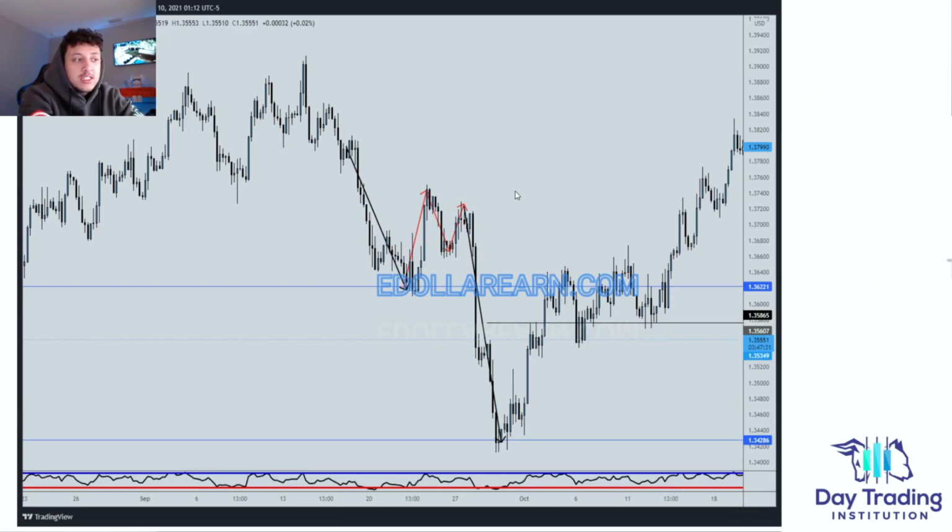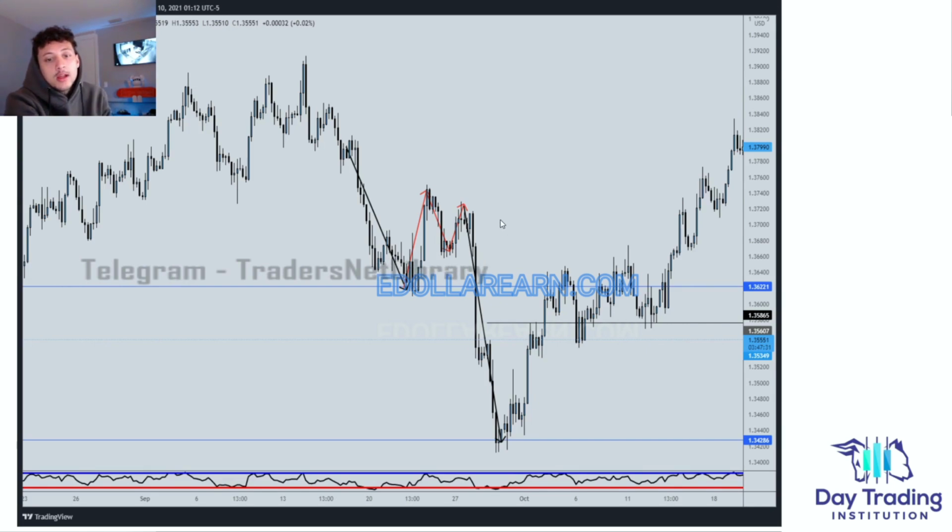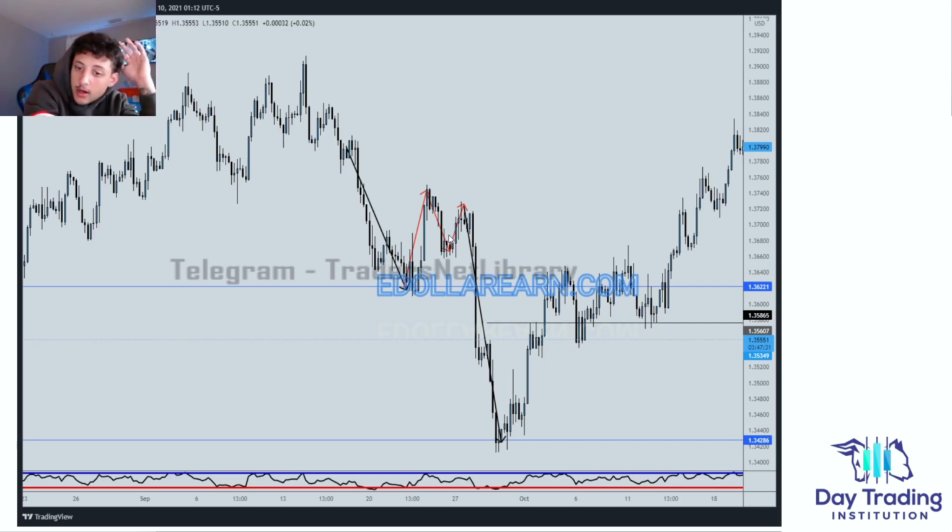So here's an example of a complex pullback where you see price go to the downside here, a pullback, a move down, a pullback again, and then the real extension to the downside plays out right after. And typically this is what a complex pullback is gonna look like. This is a little bit of a different complex pullback than the ones you'll normally see, but it is an example of a complex pullback.